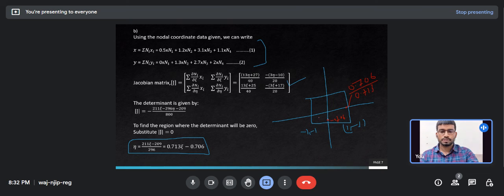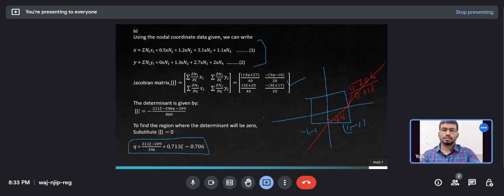So the equation of the region where this determinant of J will be 0 is this one, the red one. And from the figure we can see that this is within the element. So we can say that at some region within the element, the value of the Jacobian matrix is equal to 0. So from this we can say that the isoparametric mapping is not valid for the second element.